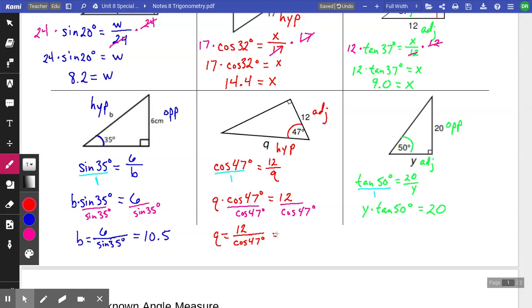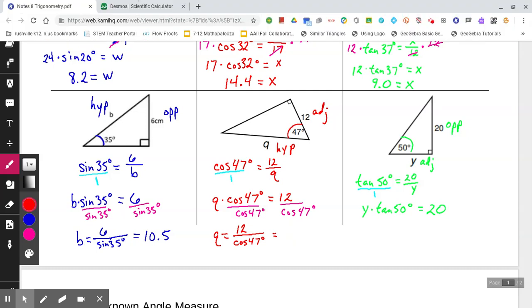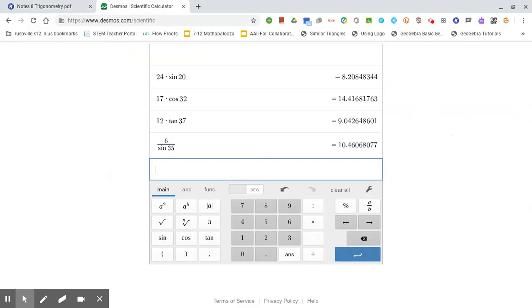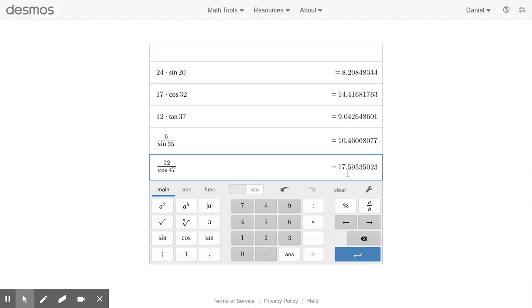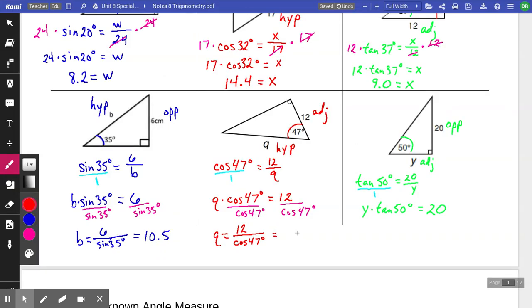And that decimal approximation, let's go type that in. 12 over cosine of 47 degrees gives us a decimal approximation of 17.59, which will round to 17.6. So that means the hypotenuse here is approximately 17.6 units long.